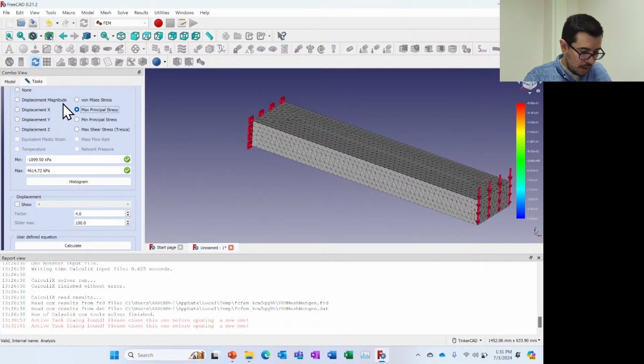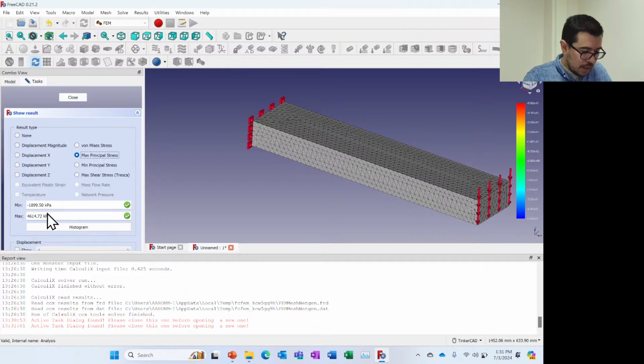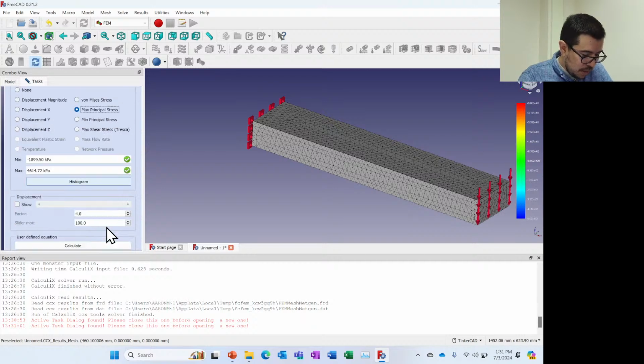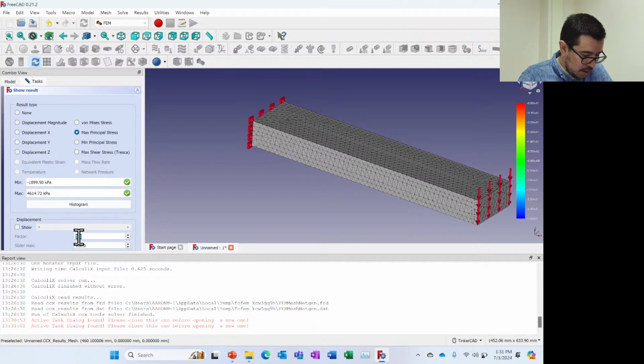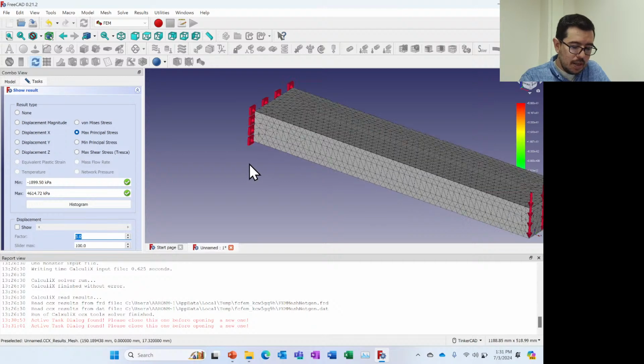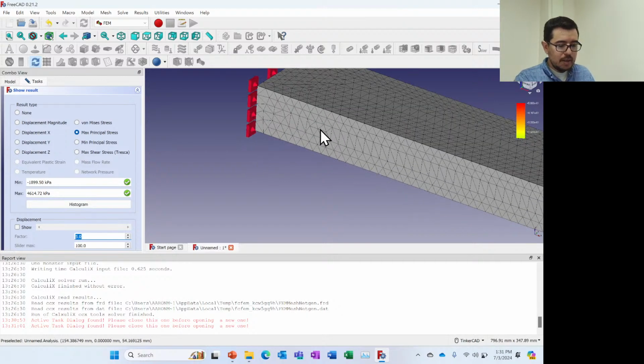Active task. Okay, yeah. All right, well, I'm a little bummed that it's not showing it right now because it's supposed to be, and I'm not quite sure what happened. But anyway, the max that it calculates is 4.6 megapascals. So now we ask ourselves the question, why is that a little bit off?